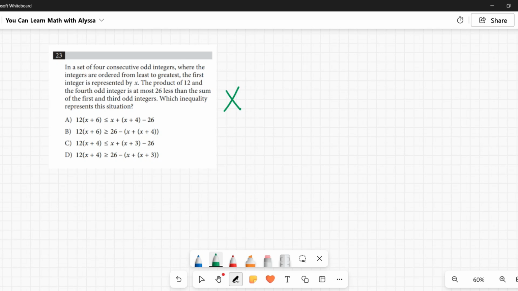All right, let's set up our little descriptors, I should say, of our integers. So we have our first integer, we have our second, our third, and our fourth, and they are all odd integers. So how do I get from a number to the next odd integer? And it is itself an odd integer.